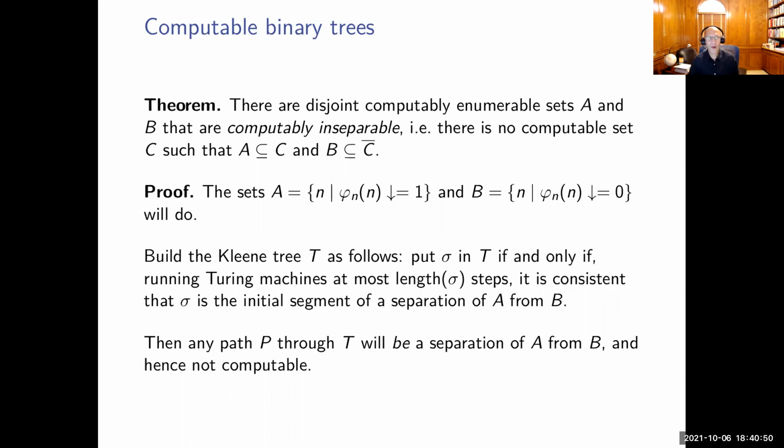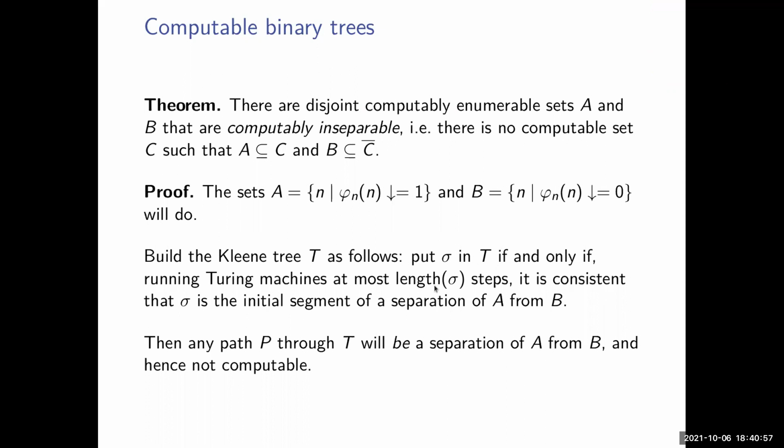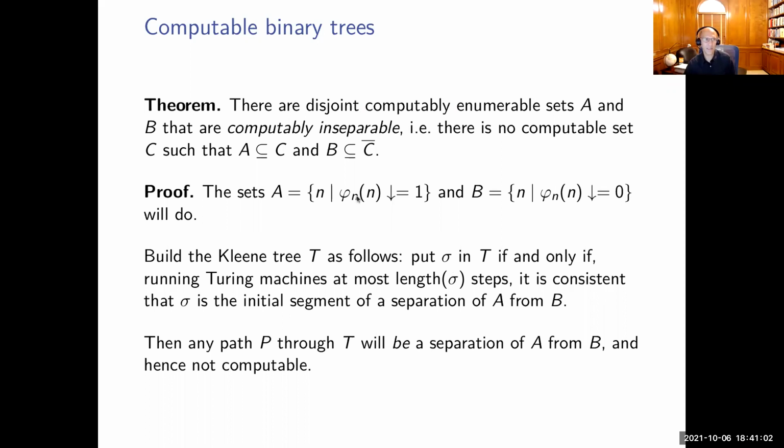And so, Kőnig's idea was to build a tree as follows. You put a sequence sigma into the tree if and only if up to the length of sigma, it looks like sigma might be a separation of A and B. In other words, up to length sigma, you run all the Turing machines up to that length for that many steps. As long as every time one of them halts, the corresponding thing in sigma is 1, and every time one of them doesn't halt, the corresponding thing is 0, you say sigma looks okay up until this point. And you can check that gives you a tree.